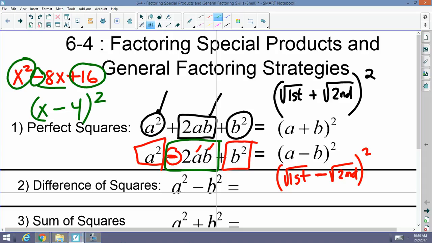That's how you want to do it on an SAT, on an ACT, on a test, on a quiz. You want to be able to recognize. Now, if you don't know your perfect squares, you're going to be out of luck because you're not going to be able to recognize perfect squares. But I'm hoping that at this stage of the game, you do recognize it. Let's do one that's a little bit more difficult. Just a little bit more challenging.